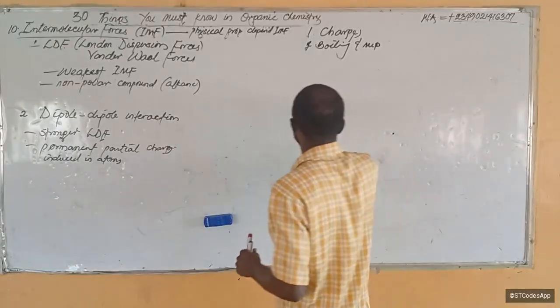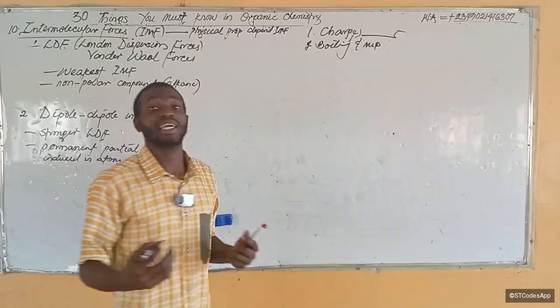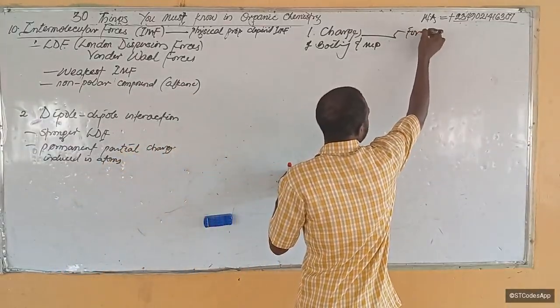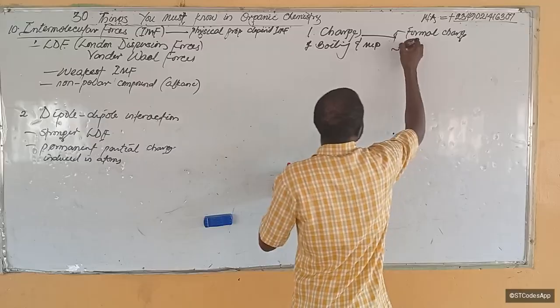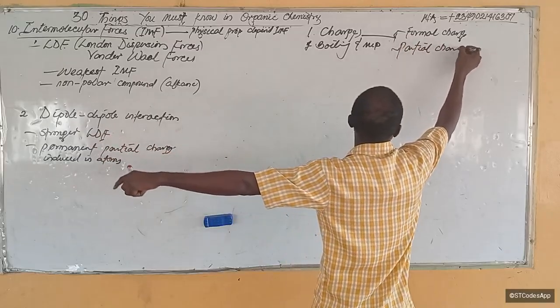Now, what are charges? There are two types of charges. Of course, you know positive and negative charge, right? So, there are two types: we have the formal charge, and we have the partial charge. This partial charge I'm talking about, I want to talk about it now.